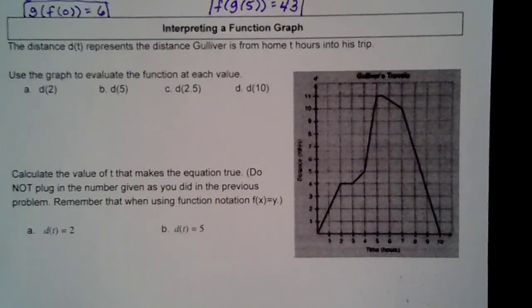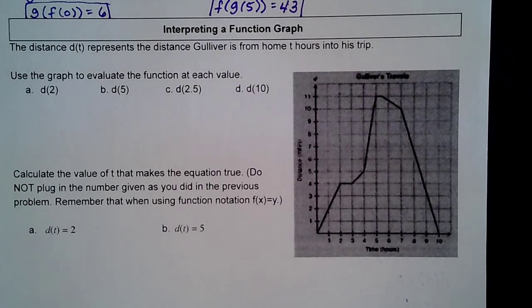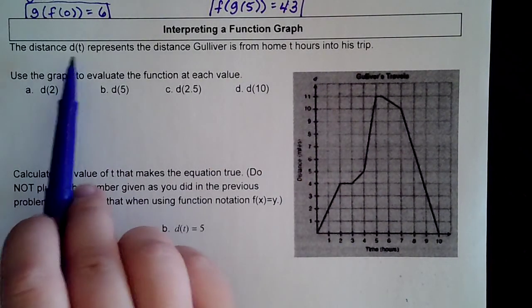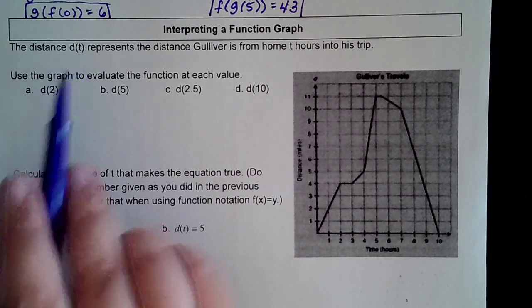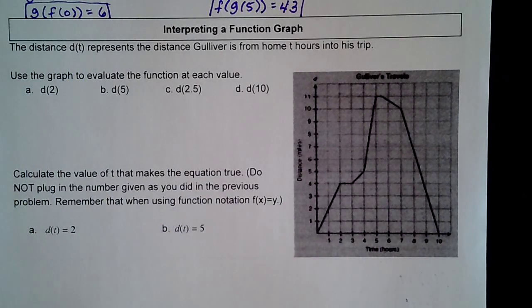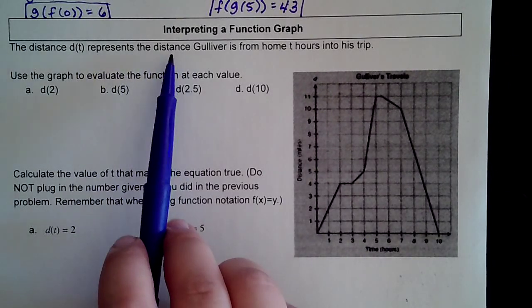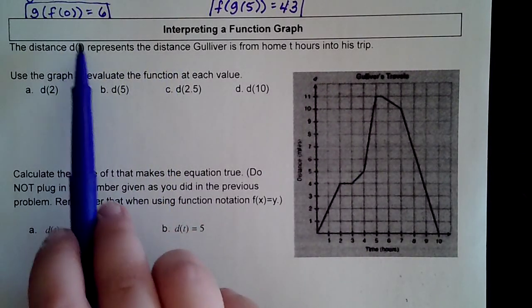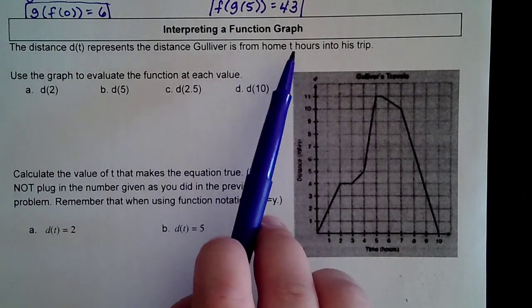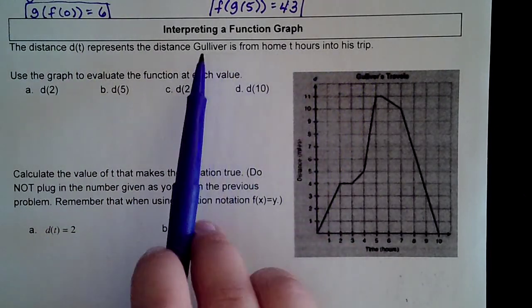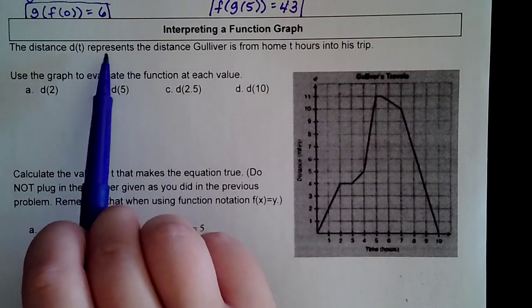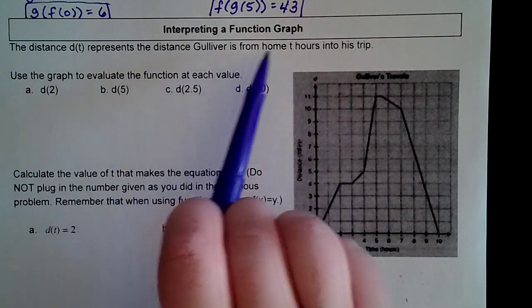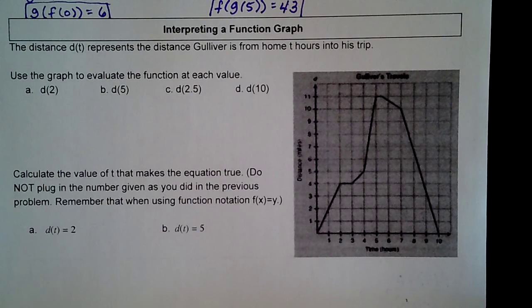Alright, last one. I know this video is kind of long, just bear with me, we're almost done here. The distance d of t, notice they're all read the same way, it's only the letters that change. So it could be f of x, g of s, whatever. In this case, it's d of t. Represents the distance Gulliver is from home, t hours into his trip.